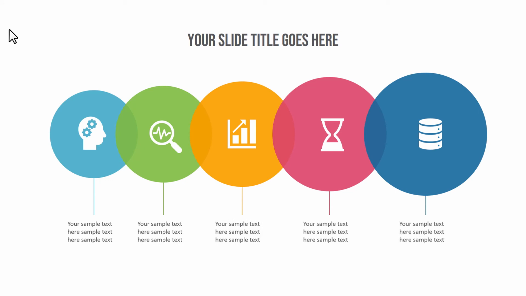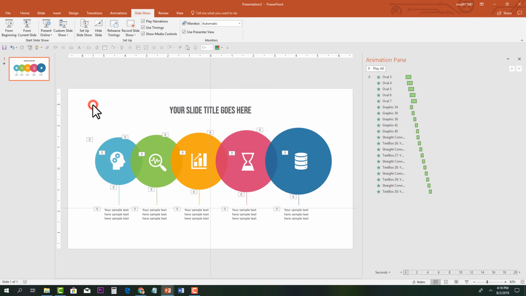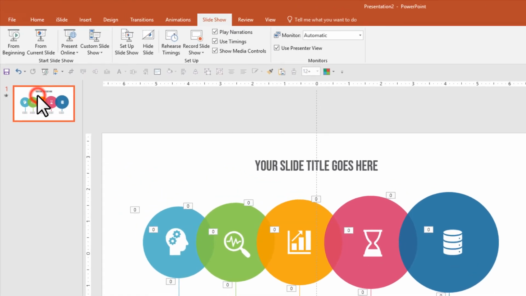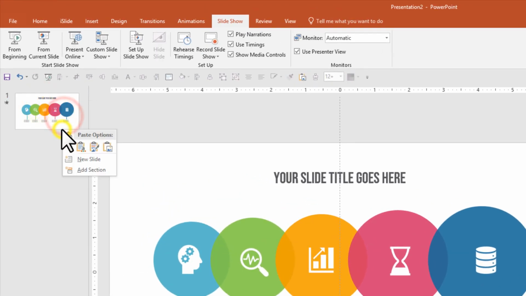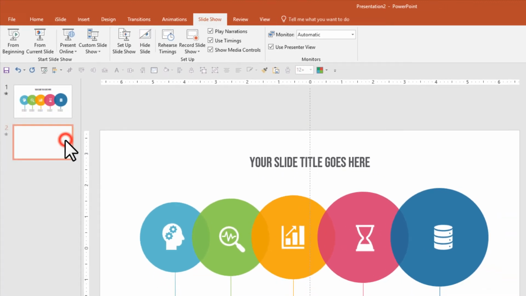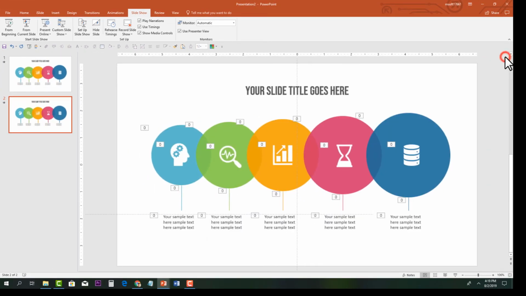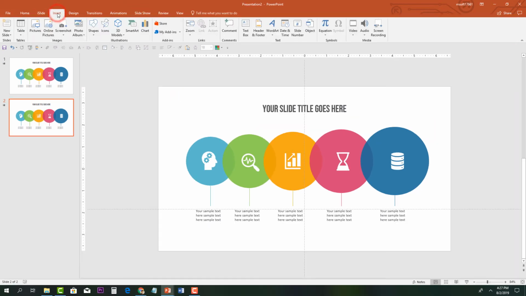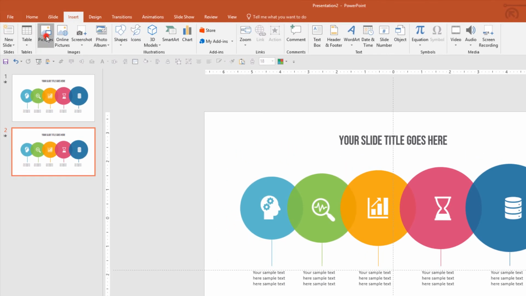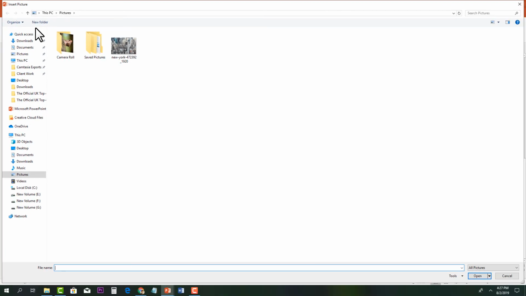We are almost done, and now I'm going to add some beauty. Make a copy of the slide. Then I'm going to change slide background to insert pictures, then select a background image from your computer.